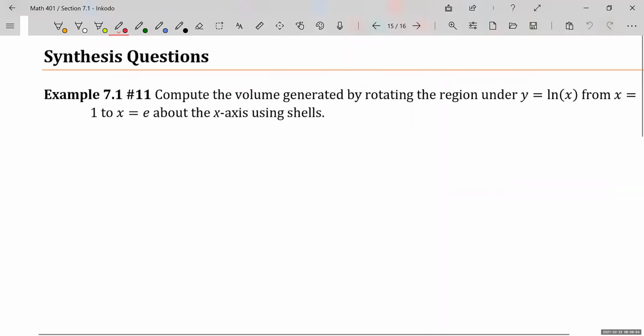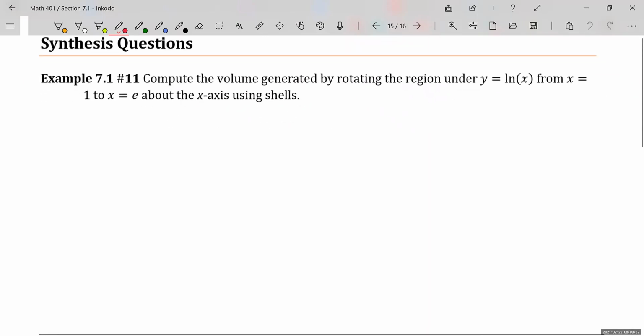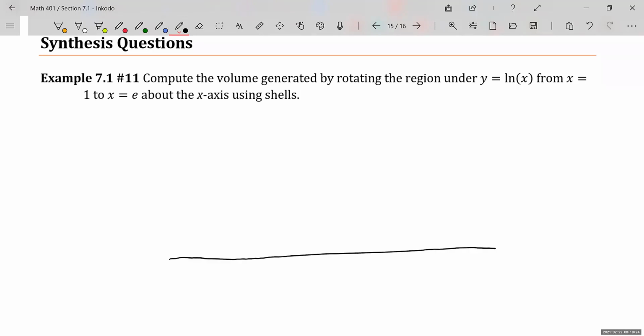So the synthesis question: compute the volume generated by rotating the region underneath natural log of x from x equals 1 to x equals e about the x-axis using shells. This will happen. Calc 2 is so dense that I like to make sure that we revisit old information often so that by the time you get to the final exam, you're totally well prepared. You don't have to review a ton of old stuff. You'll be solid with that.